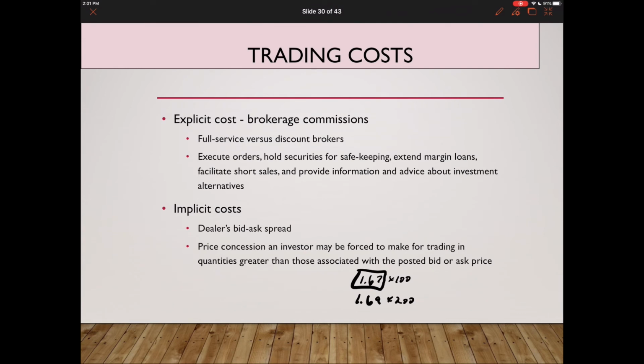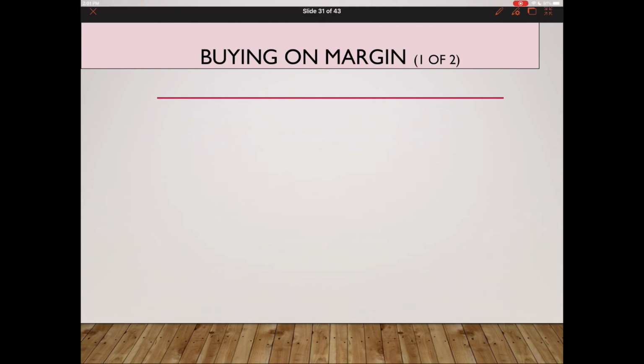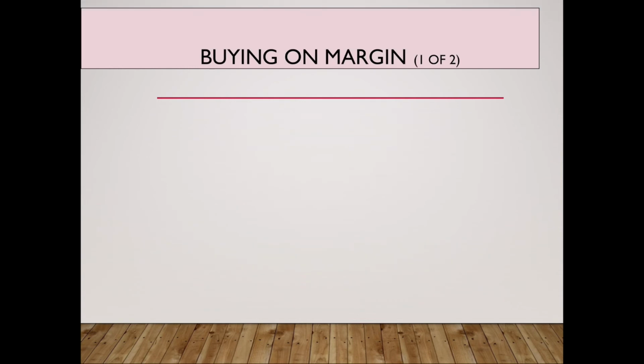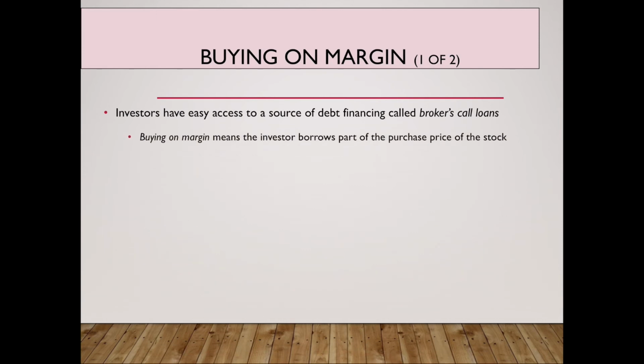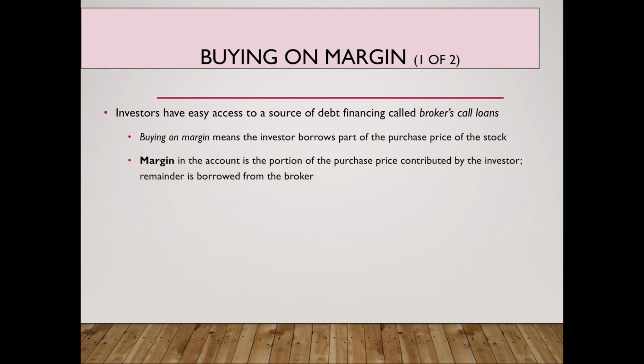All right, last up here in Chapter 3 is focusing on some other types of trading and regulators. The first that we will be focusing on is buying on margin. So what does this actually mean? Investors have easy access to a source of debt financing called brokers' call loans. Buying on margin means that the investor borrows part of the purchase price of the stock, and the margin in the account is the portion of the purchase price contributed by the investor. The remainder is borrowed from the broker.